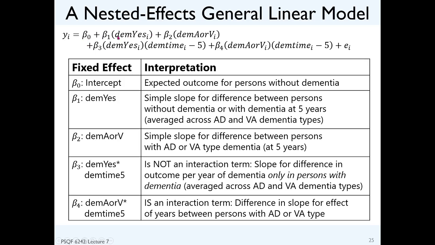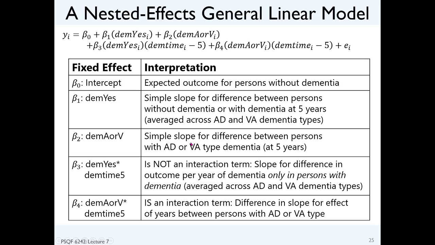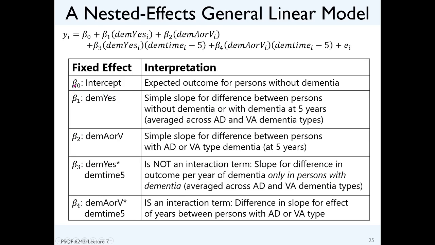So given my variables, I have dem yes, which is the difference between people who do not versus do have dementia. And that's coded 0 if you don't. And then dem A or V is the type, which is coded 0 if you don't. And the people who don't have dementia were given a dem time of 0. So all 3 of those conditions create an intercept that has the definition of somebody who does not have dementia. They don't have a timing because they were given a 0, and the none group is when both of my group contrasts are coded 0 like usual. So if you don't have dementia, your expected value is given by the intercept.